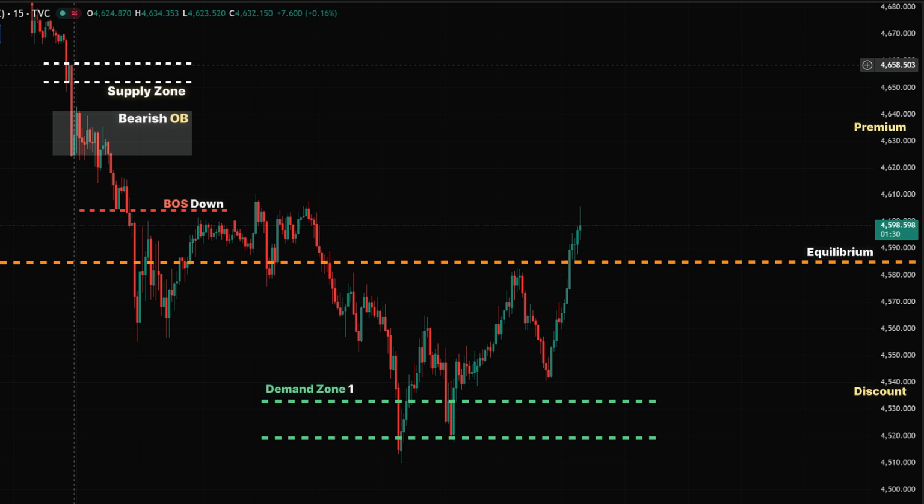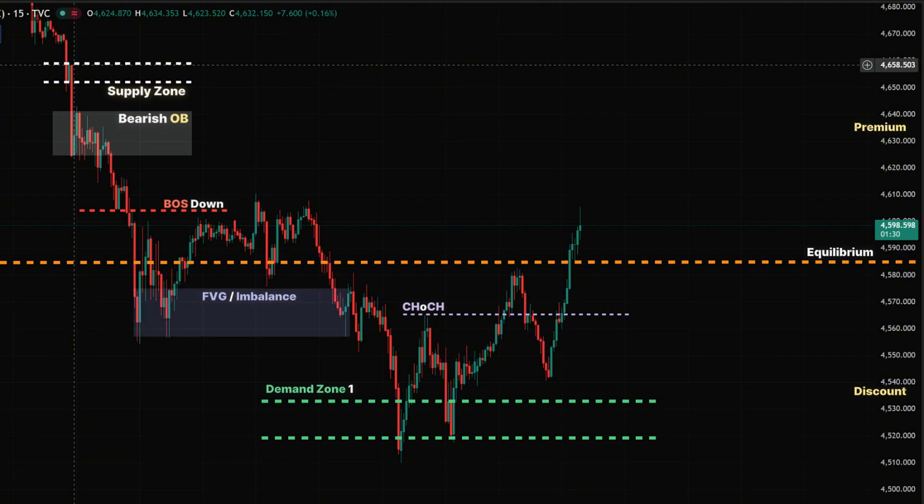Then we get the change of character. This is marked around the middle of the chart, where price begins breaking above short-term bearish structure. Before this, price was making lower highs. Once price breaks above one of those lower highs, it tells us that the character of the market may be shifting from bearish to bullish. The change of character is not a guaranteed signal. It is a warning sign that the previous bearish control is weakening. This is where traders should start paying closer attention, but not blindly enter yet.